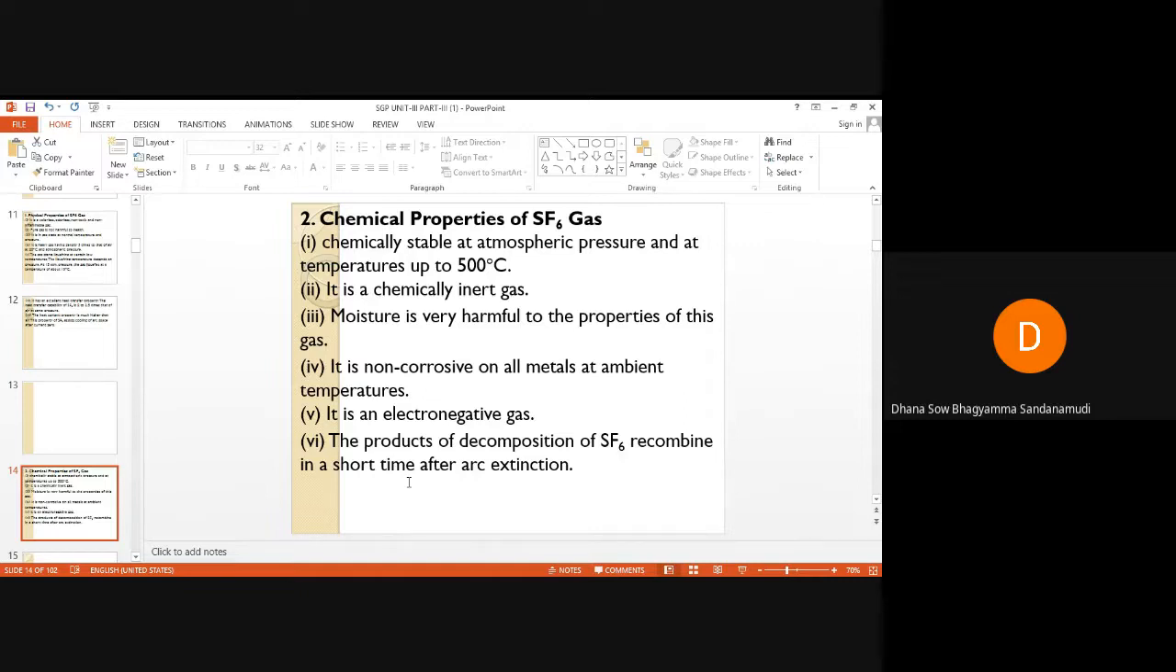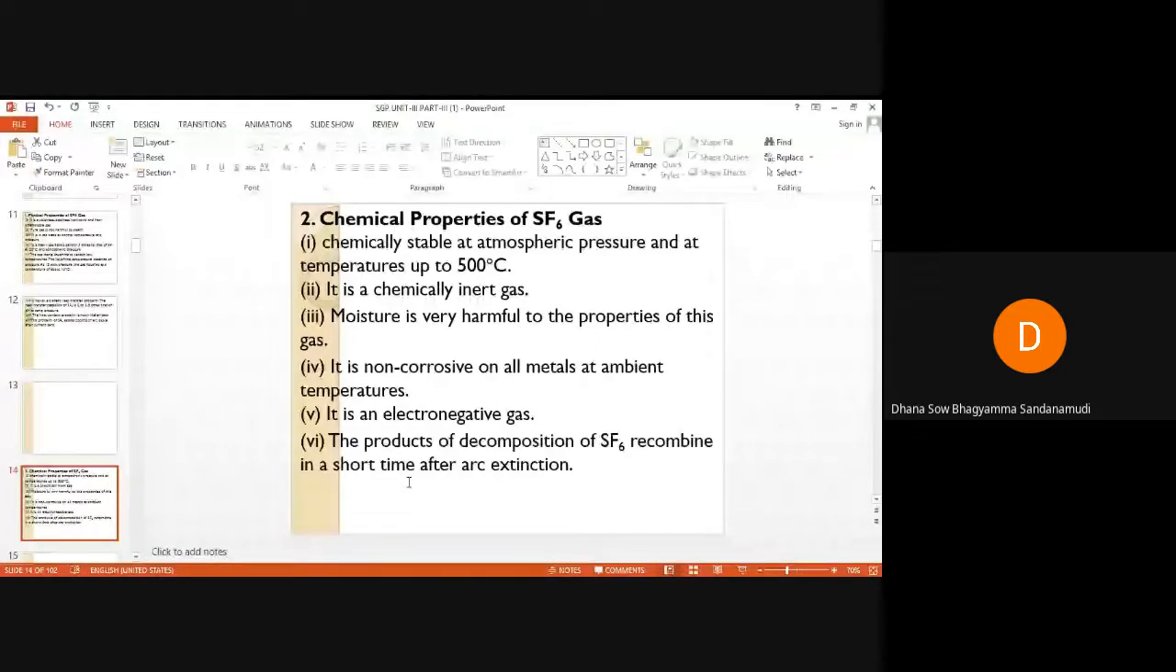So it is non-corrosive on all metals at ambient temperatures, and it is an electronegative gas. Electronegativity is the ability of an atom to attract and hold electrons. You might be already knowing it, you might have learned it in your exam itself. So this SF6 is an electronegative gas, so it has the ability to attract and hold electrons.